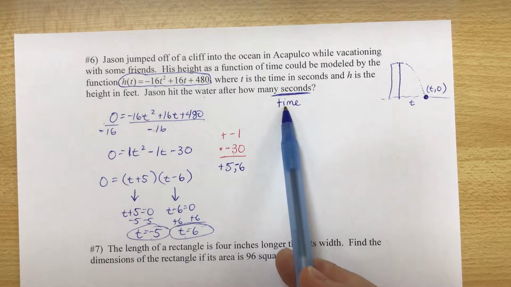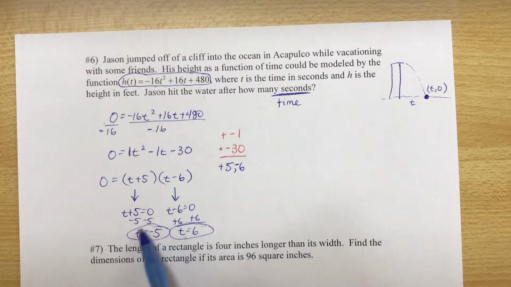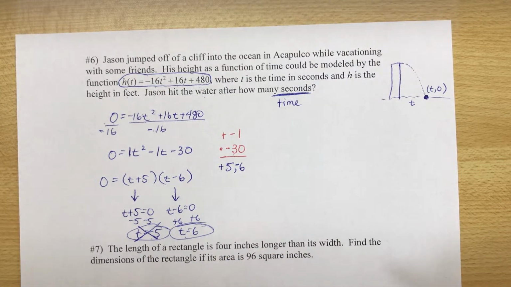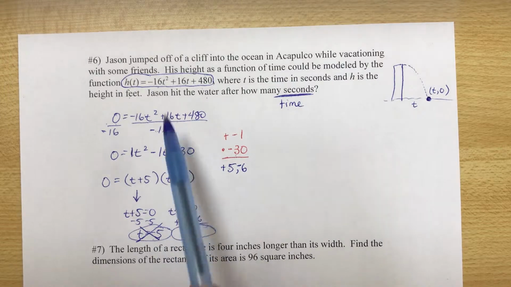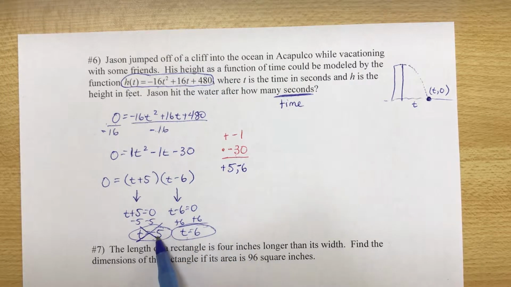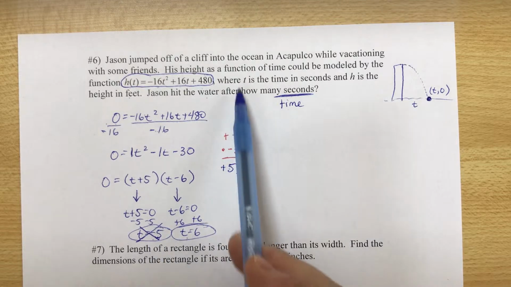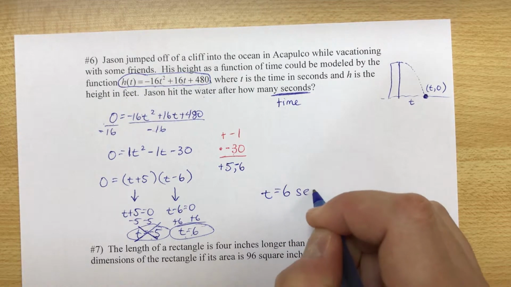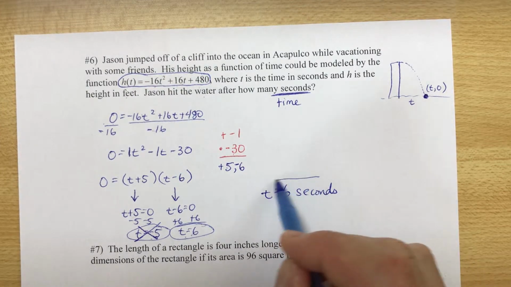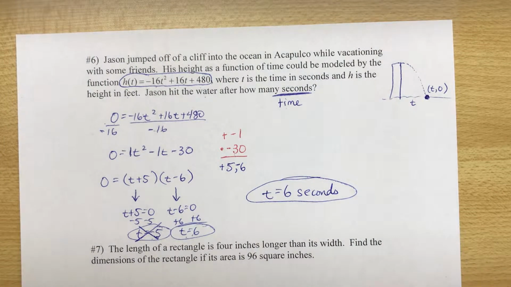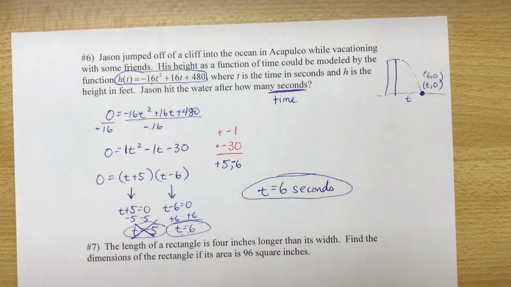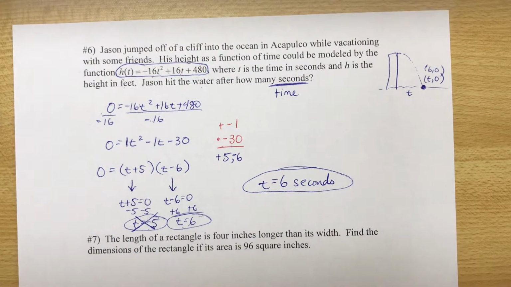Now the t represents time. Is it possible to have a negative amount of time, to have negative seconds? No, it's not. So we are going to ignore the negative answer in this case because it doesn't make sense in the context of the problem. So even though that is a solution, it's not the solution to this problem. So we only have one answer. How many seconds does it take? 6 seconds is when he hits the water. If you were to graph this accurately, you would get (6, 0) as your x-intercept. That's the other way you can do it.